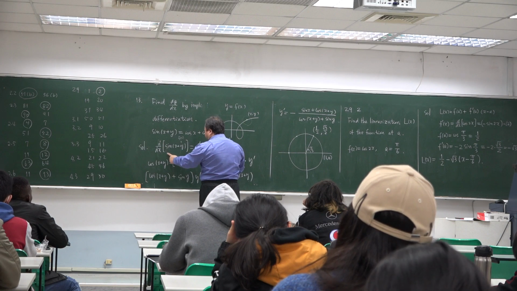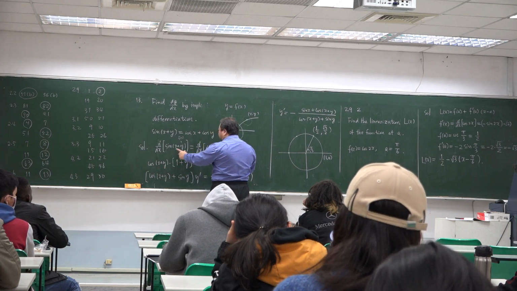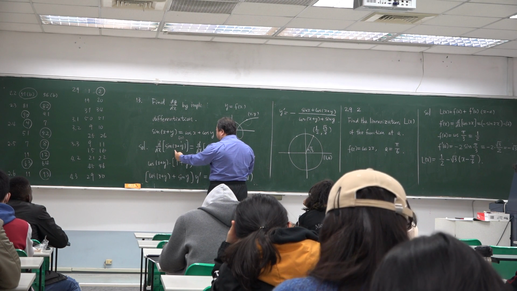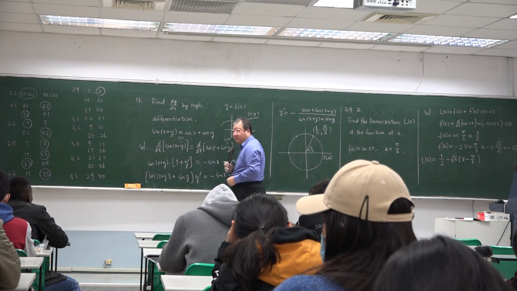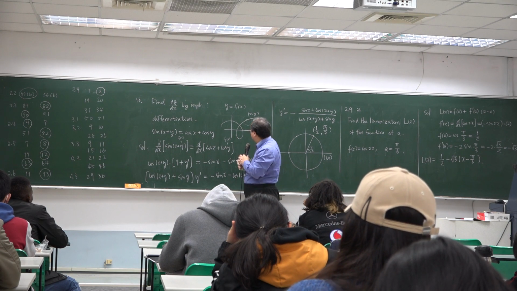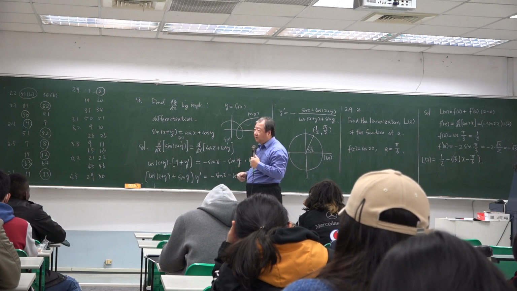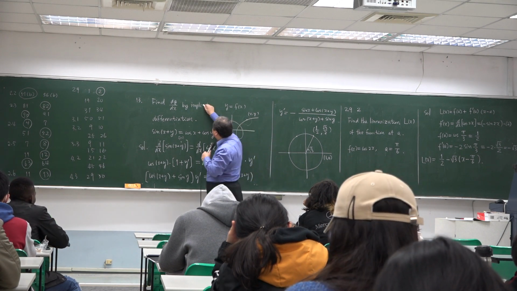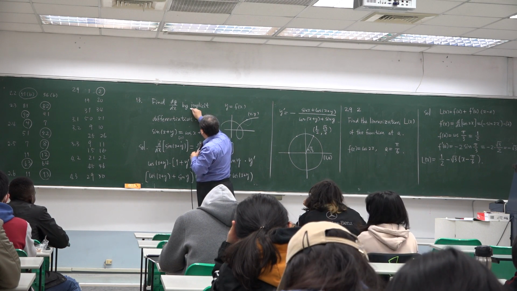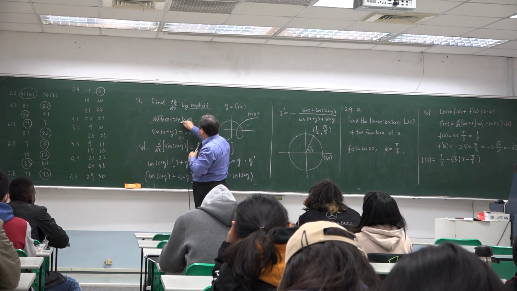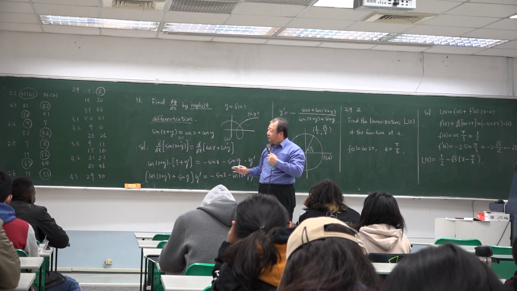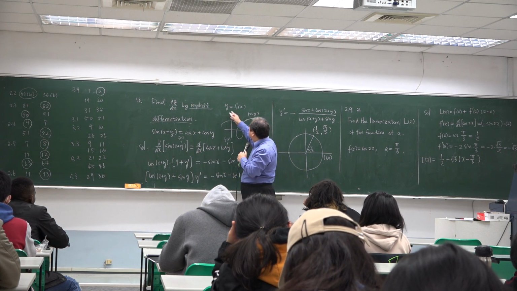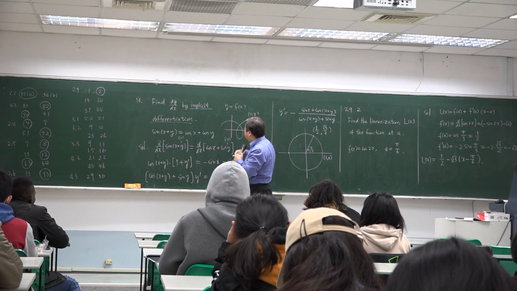The derivative of sine is cosine. And the derivative of this one is 1 plus f prime x. F prime is y prime. So this is an implicit differentiation. It means we don't need to solve y in terms of x.